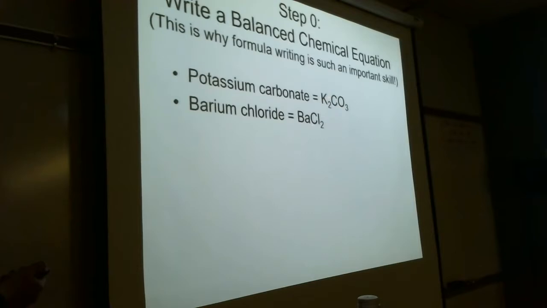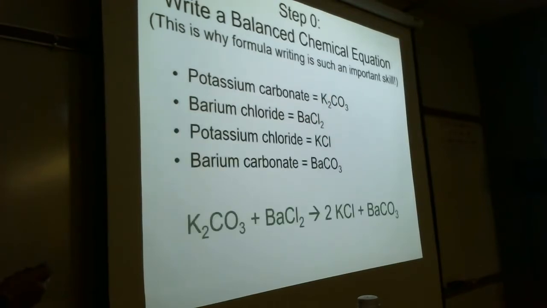So potassium is going to get together with chloride, and barium is going to get together with carbonate. So there's our final balanced equation. 1, 1, 2, 1 are the coefficients. Do we agree?